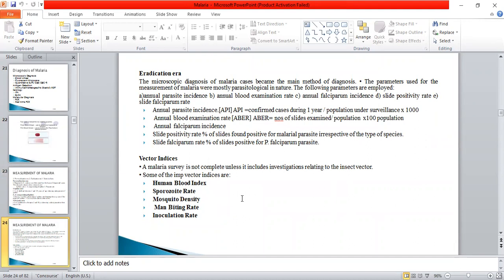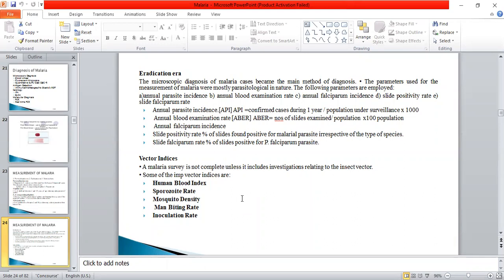In the annual parasite incidence, it is the confirmed cases during one year divided by the population under surveillance, multiplied by 1000. It is a sophisticated measure of malaria incidence in the community. It is used for intense active and passive surveillance, and cases are confirmed by blood examination. Areas with an annual parasite index of more than 2 per 1000 population per year are considered high risk and therefore eligible for vector control.